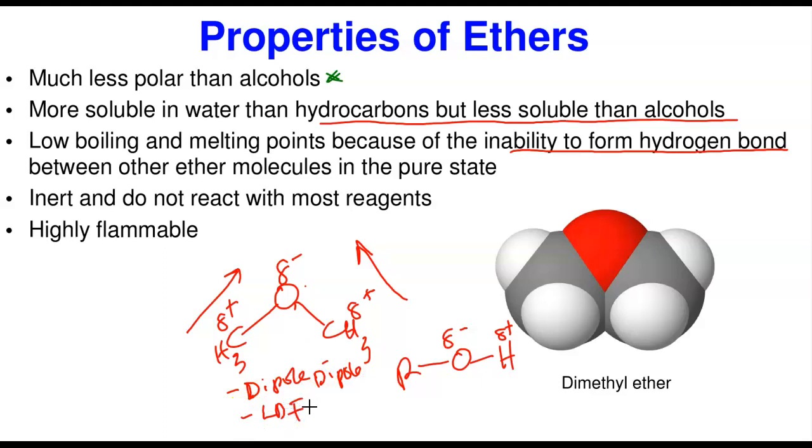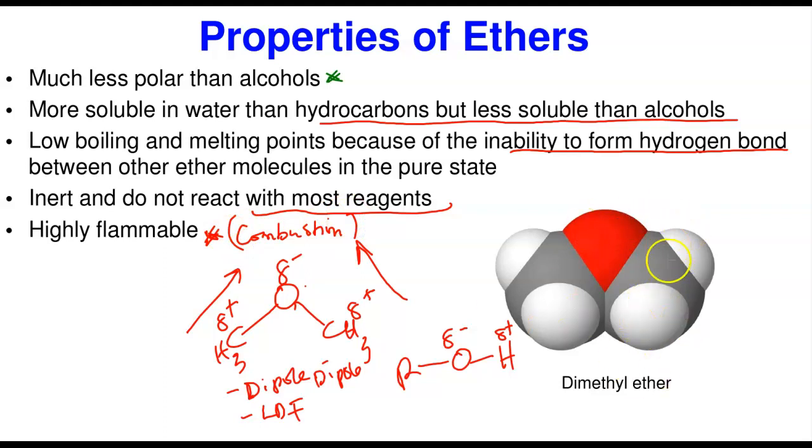Because they don't have hydrogen bonding, their boiling point and melting point are low when you compare them with alcohols. However, they are greater than those of alkanes and hydrocarbons. Now, ethers are inert and do not react with most reagents. However, they are highly flammable. What it means is that, like hydrocarbons, they can undergo combustion reactions, liberating a huge amount of energy.